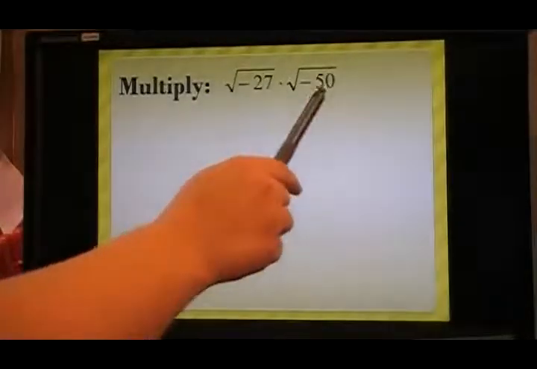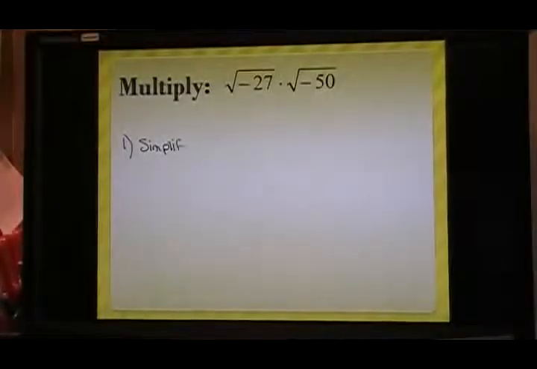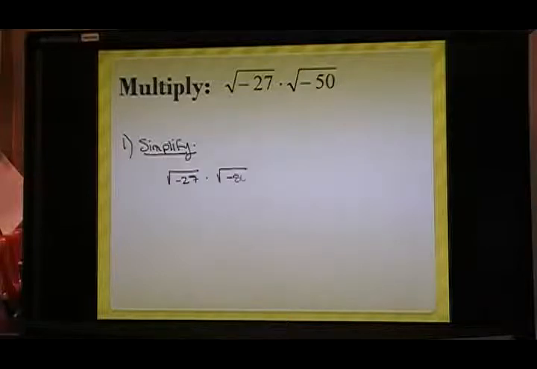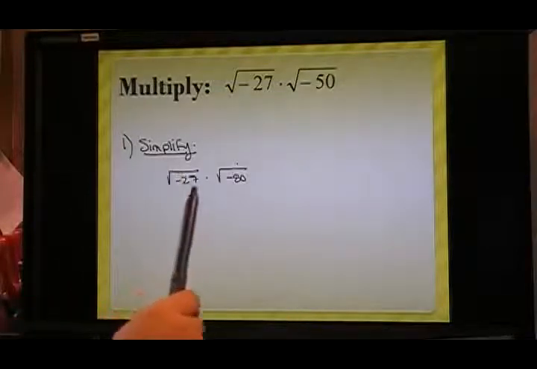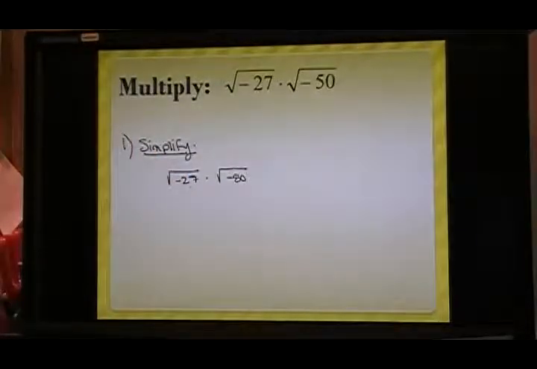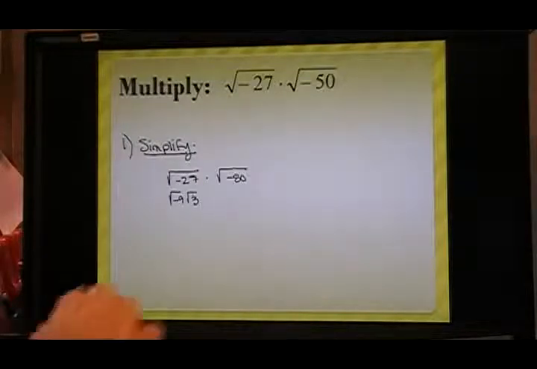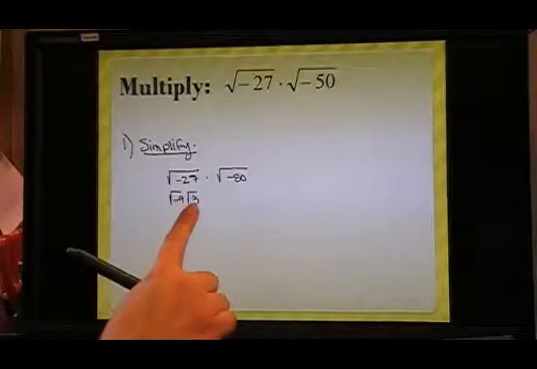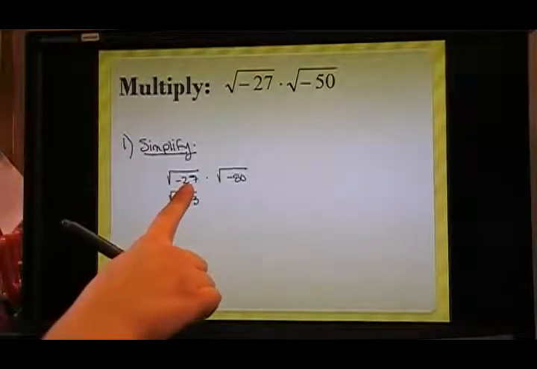Trying another one. Again, since both of these radicands are negative, I know that I must first simplify each of my roots. So I've got the square root of negative 27 times the square root of negative 50. I can simplify 27 is divisible by 9, the perfect square. So I'll break that into the square root of negative 9 times the square root of 3. Again, remember that these two must multiply to this.